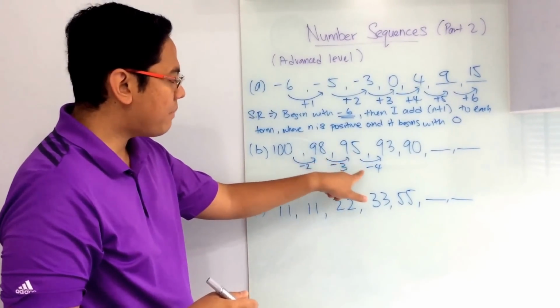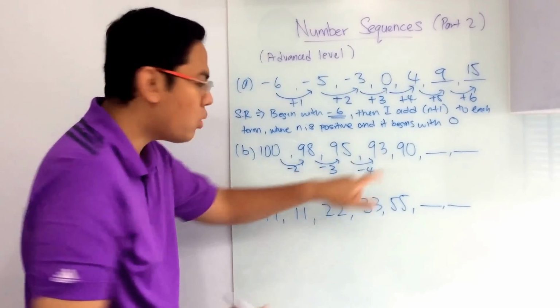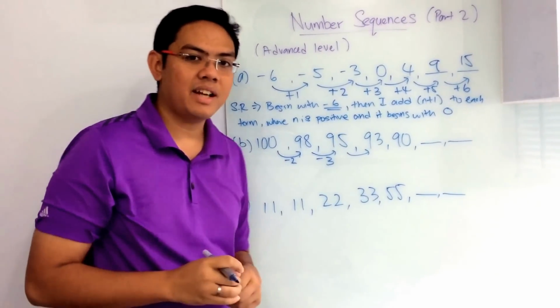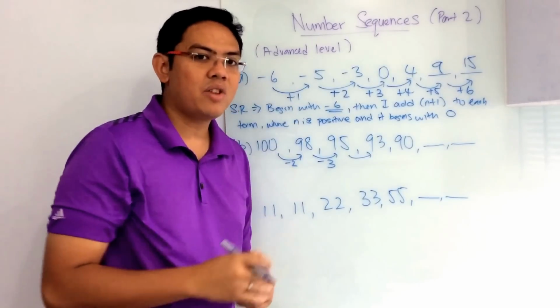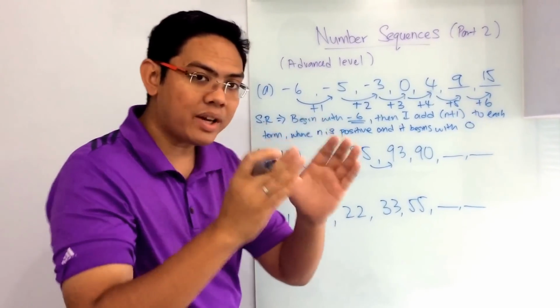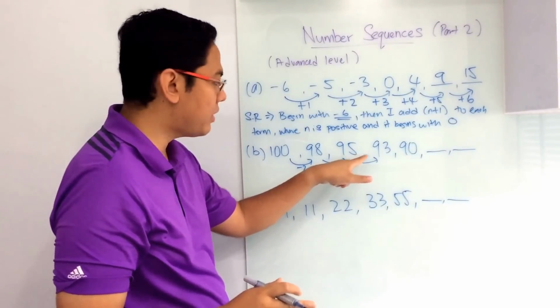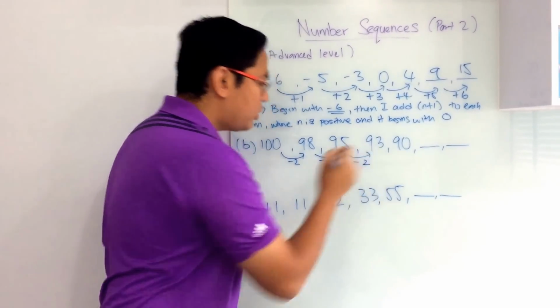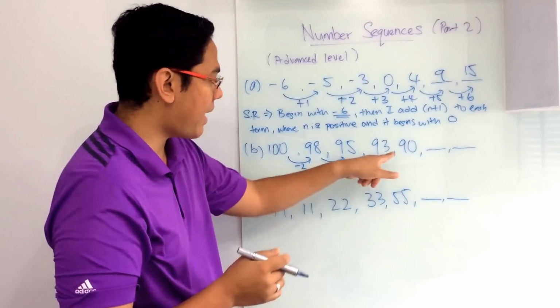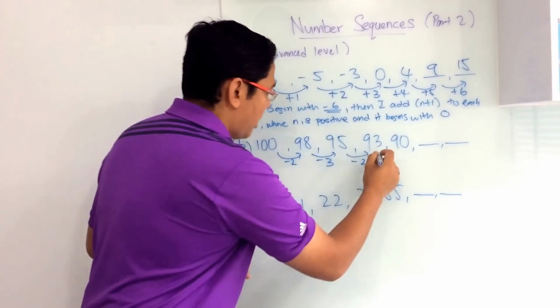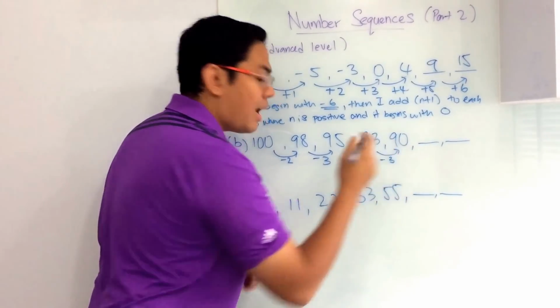Check. Is 95 minus 4 is 93? No. Alright? So negative 4 is not the answer. So that is the wrong pattern. So let's take a look at 95 and 93. Alright? So how do I get from 95 to 93? I minus 2. Then 93 to 90. What should I do? Again, I get a negative 3.